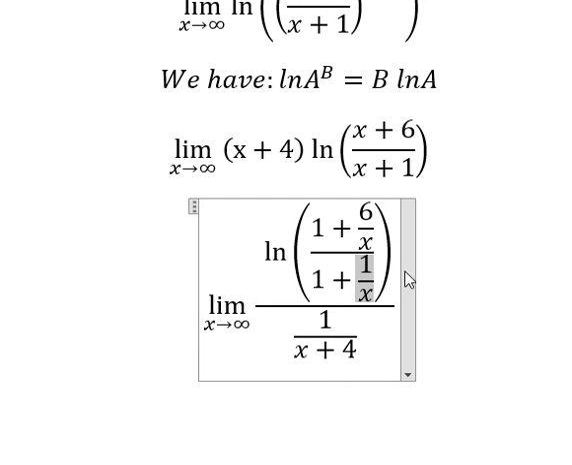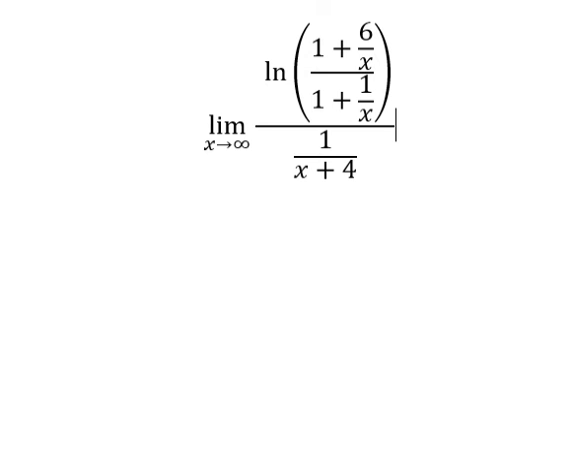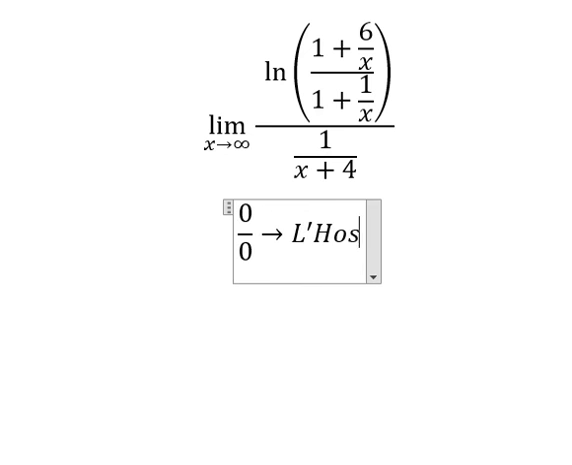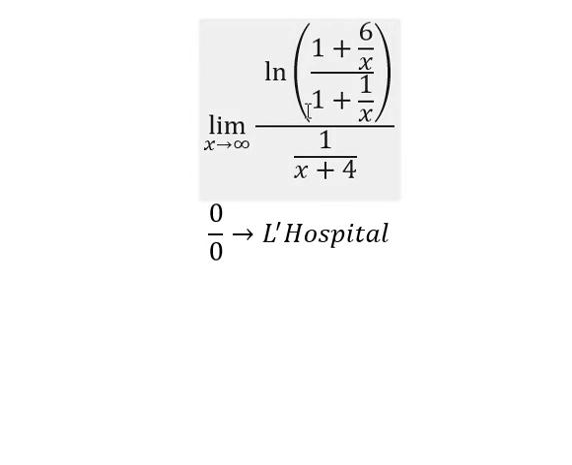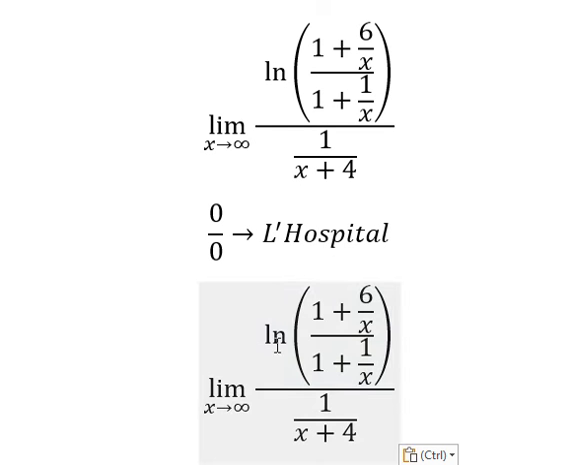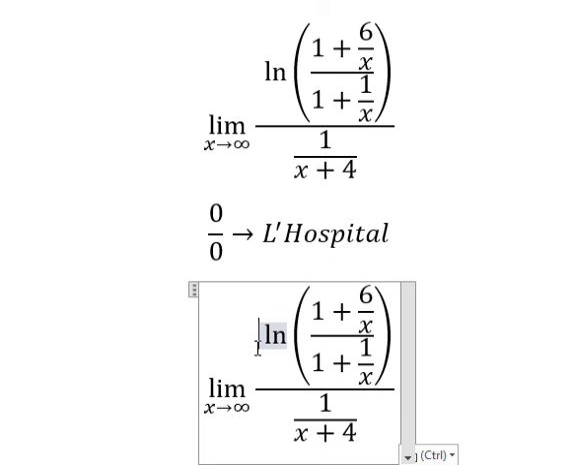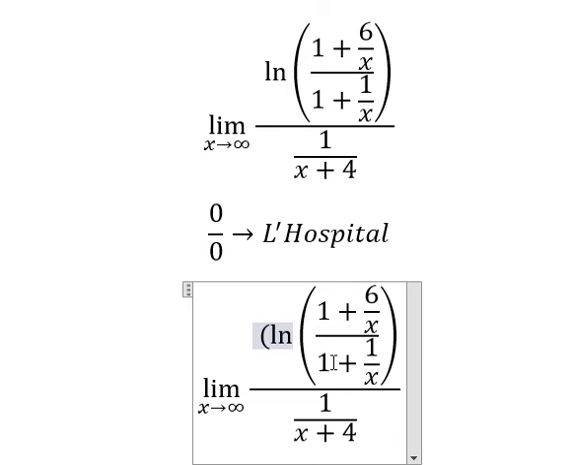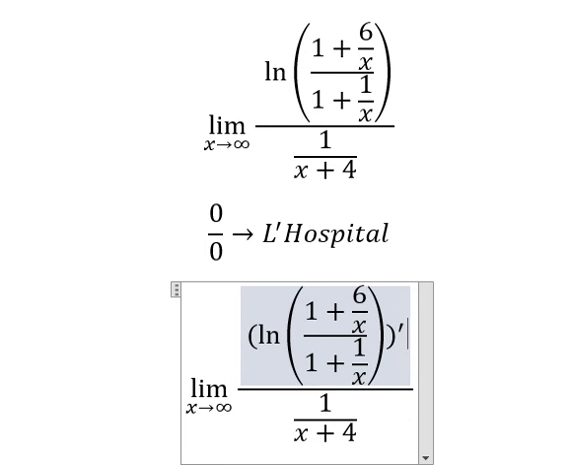ln of 1 we have 0. That is about 0 over 0. So we can use L'Hospital. Next, we need to do the first derivative on the numerator and denominator.